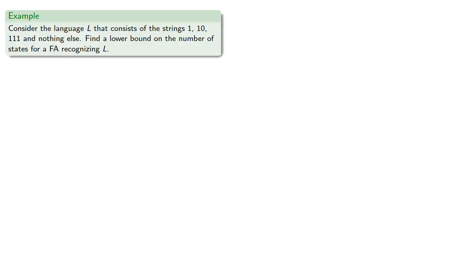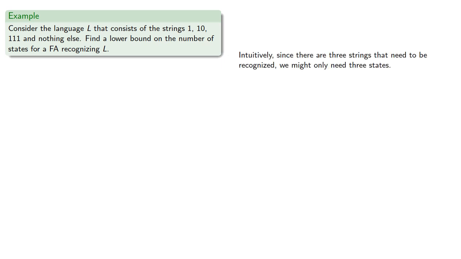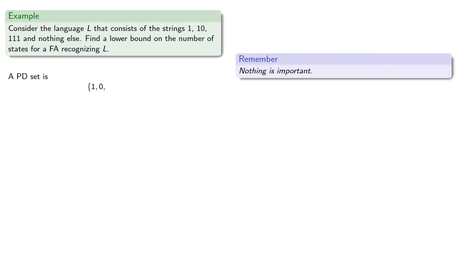So let's consider the language that consists of just three strings and nothing else. Intuitively, since there are only three strings that need to be recognized, we might only need three states. But let's see if that's true. So let's start our set with 1 and 0. And remember, nothing is important. Could lambda be part of our set?